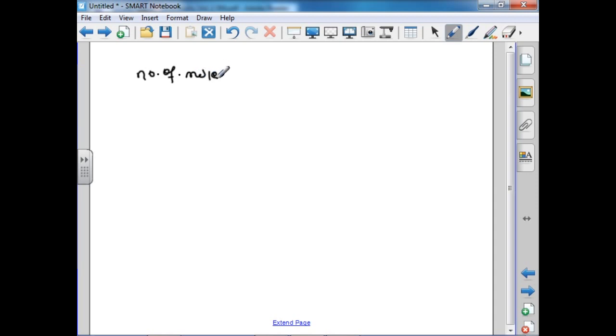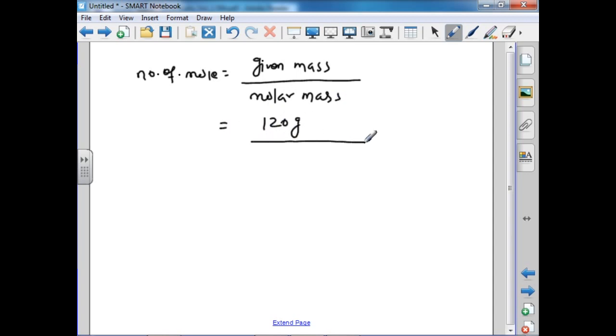Number of mole equal to given mass divided by molar mass. The given mass is 120 gram divided by molar mass 40 gram mole inverse. Gram cancel, and then 3 mole inverse come to the top, it becomes 3 mole.